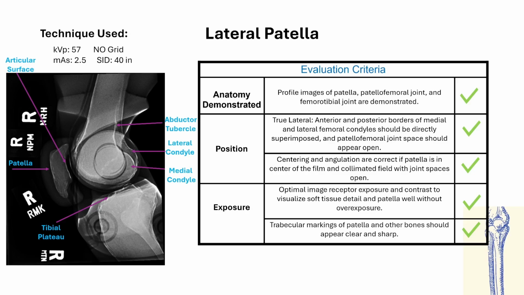Positioning requirements for a true lateral include that the anterior and posterior borders of the medial and lateral femoral condyles should be directly superimposed, and the patellofemoral joint space should be open, which is demonstrated on our image. We also need the centering and angulation to be correct, with the patella in the center of the collimated field with joint spaces open, which is also demonstrated on the left. As far as exposure factors, we need optimal image receptor exposure and contrast to visualize soft tissue detail and the patella without overexposure. We also need trabecular markings of the patella and other bones to appear clear and sharp, which is also demonstrated.